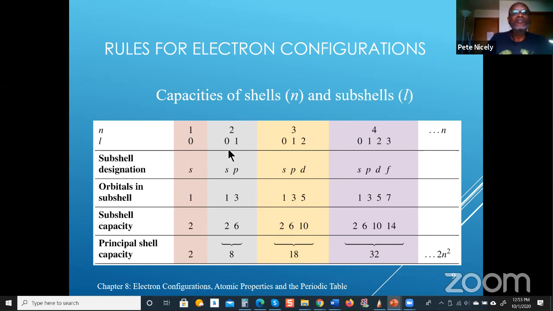When you get to n equals 2, there are 2 possible values of l, 0 and 1. The designations correspondingly would be s for the 0 and p for the 1. In terms of the number of orbitals within the subshell, for s it's 1, and for p they come in sets of 3. The maximum capacity would be 2 for the s subshell and 6 for the p subshell, and therefore the total capacity for the n equals 2 shell would be 8. And then you can rationalize what happens for the third and fourth shell and beyond, all right?